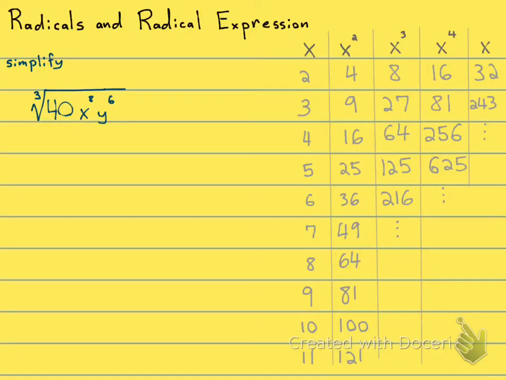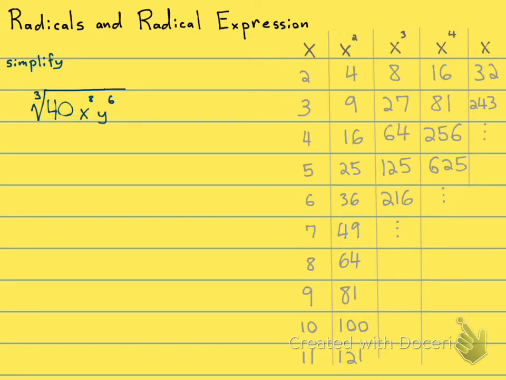Let's simplify a radical expression where our index is not 2. Our index is greater than 2. So in this case, it's a cubed root. So remember, when we're going to reduce, now we're looking at, when it's numbers, we're looking at numbers in this column. And when we're talking about variables, we're looking for groups of 3.